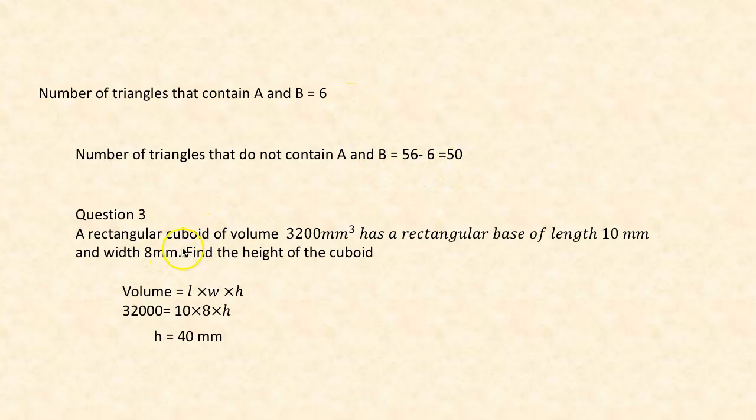Question 3. A rectangular cuboid of volume 3200 mm cubed has a rectangular base of length 10 mm and width 8 mm. Find the height of the cuboid. Now volume of a cuboid is length into width into height. Volume is 3200, the length is 10 and the width is 8. So you will get it as 40 mm. That would be the height of the cuboid.